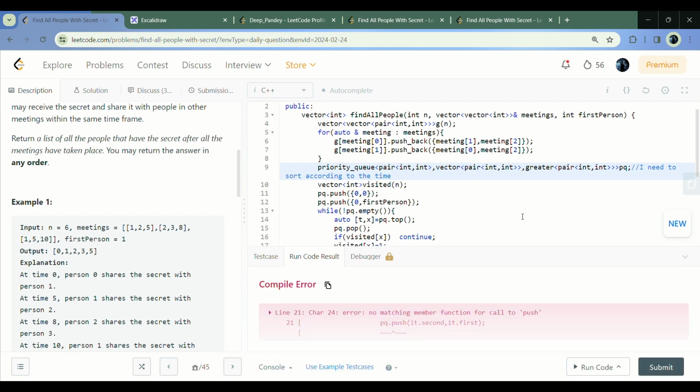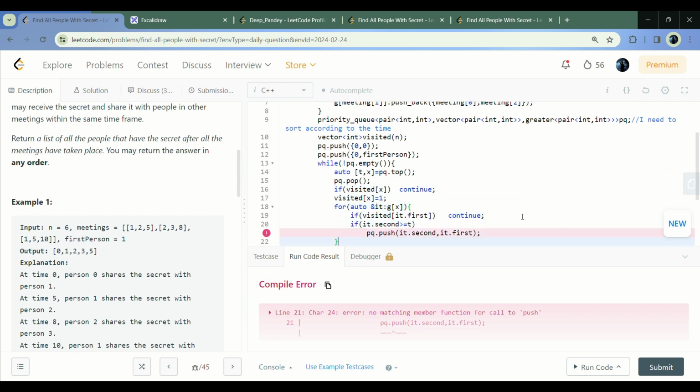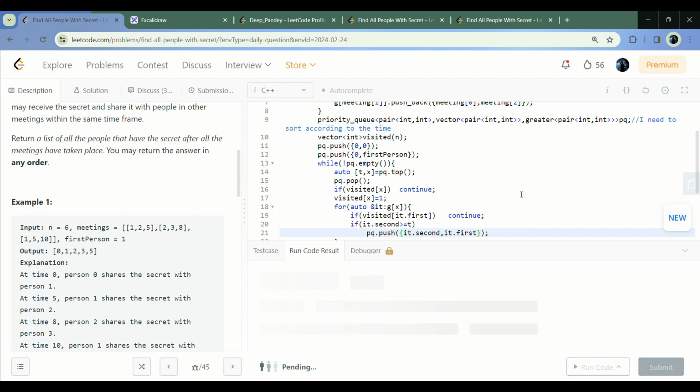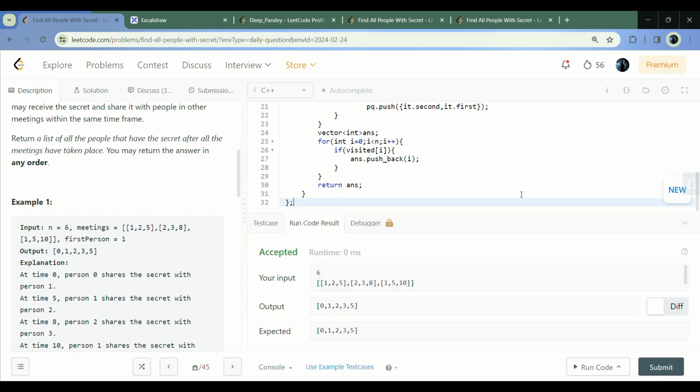Okay, again it is giving an error here at it dot second. It is the line number pq push it dot second. Okay, I forgot to put the braces here. We put braces to make a pair of them. We can use another function also, but this is a shortcut method to make it a pair. So we directly put braces, which makes them a pair. Now this code is running successfully for the example test cases.